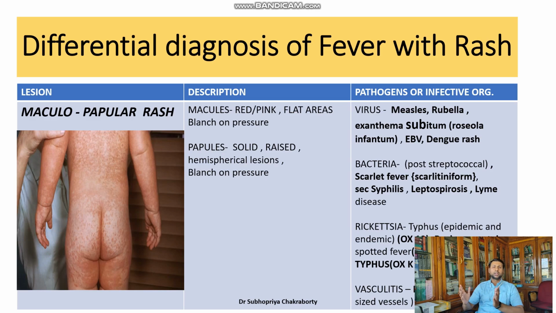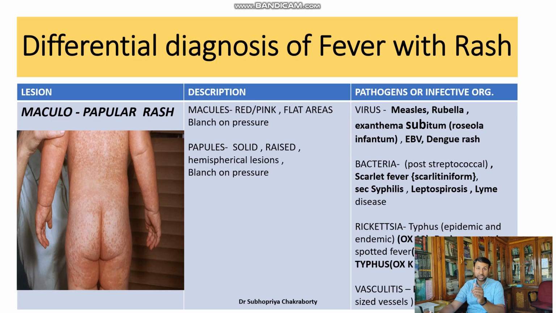So there are various diseases in which we can get maculopapular rashes. It can be measles, it can be rubella, in which we get salt and pepper chorioretinitis. Rubella is also a part of TORCH infections. Exanthema subitum, also known as roseola infantum. Epstein-Barr virus that causes infectious mononucleosis, and the dengue rash. Bacteria such as post-streptococcal, as we all know, can cause maculopapular rashes. Scarlet fever has a very typical pattern with a sandpaper-like rash, and they also have that strawberry tongue. So this can also have a maculopapular rash.